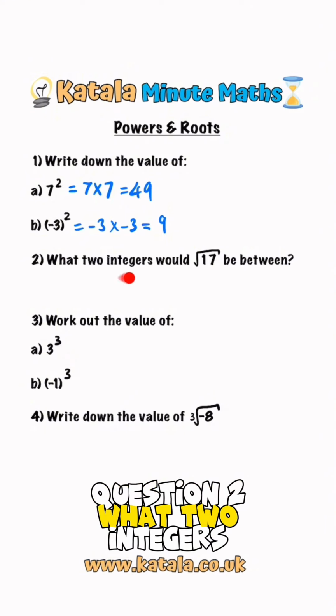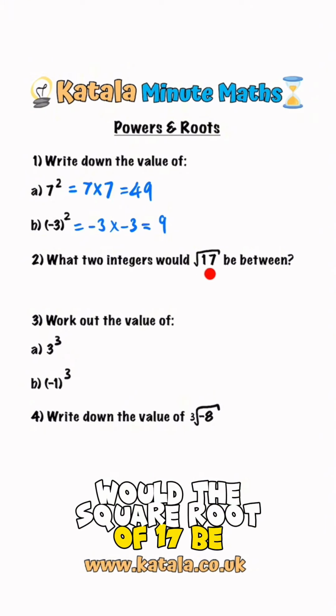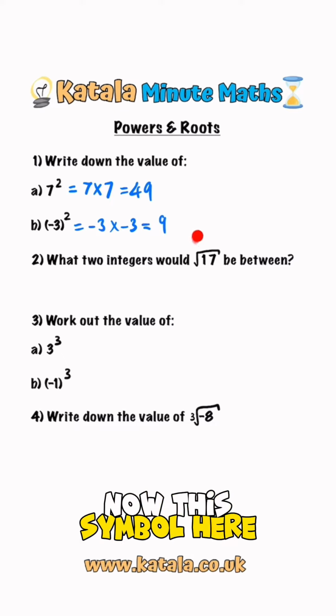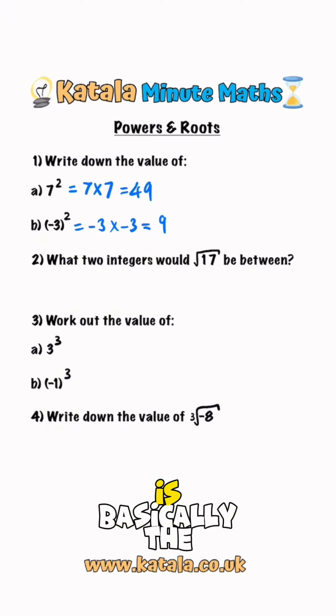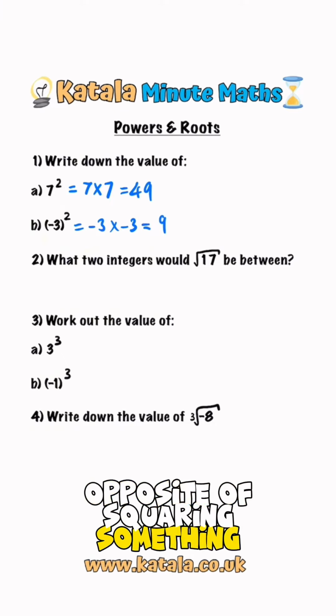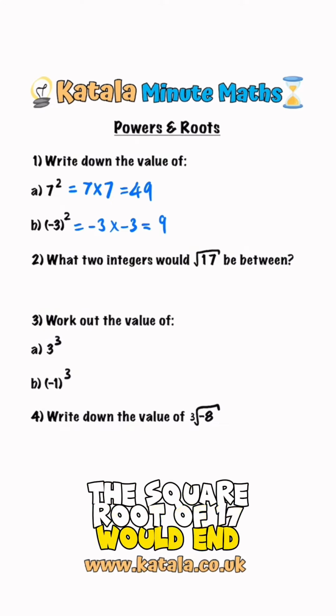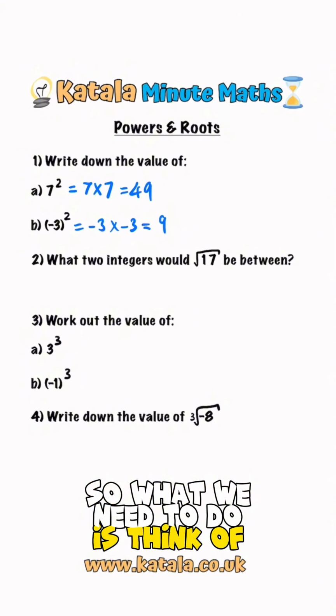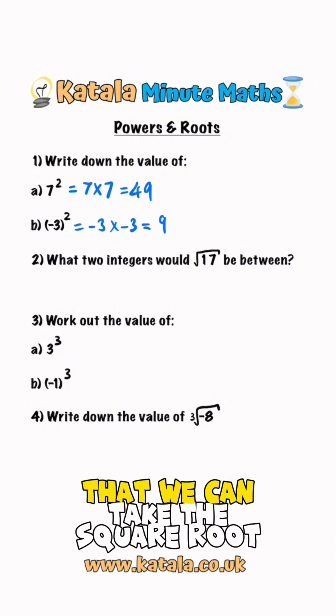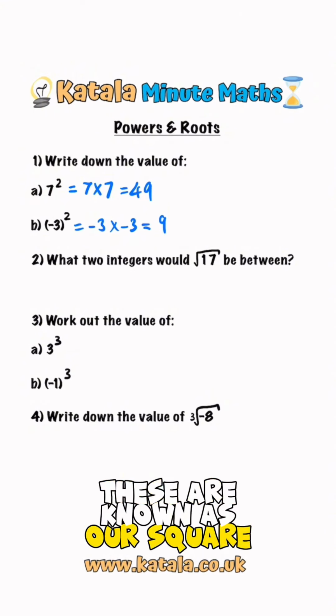Question 2. What two integers would the square root of 17 be between? Now this symbol here, as I said, it represents the square root. It's basically the opposite of squaring something. Now we want to figure out what two numbers the square root of 17 would end up being between. So what we need to do is think of numbers near 17 that we can take the square root of. These are known as our square numbers.